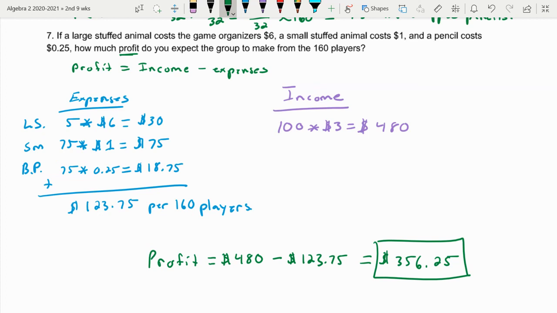So tell me, how could you expand this further if you're actually running a booth? What other factors would be there? Not just the probability, but think business-wise, maybe if you're business-minded. Okay, go ahead and answer that.